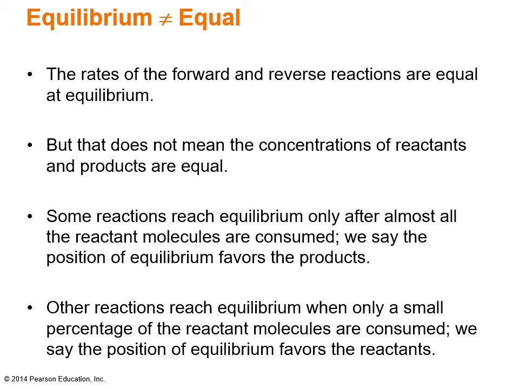In some reactions, equilibrium means that most of the reactants are used up in the course of the reaction, and we say that the position of equilibrium favors the products. So most of the reactants form into products. Other times we'll have an equilibrium when only a small amount of reactant molecules are consumed and only a very small amount of product is made. In this case, we say that equilibrium favors the reactants.